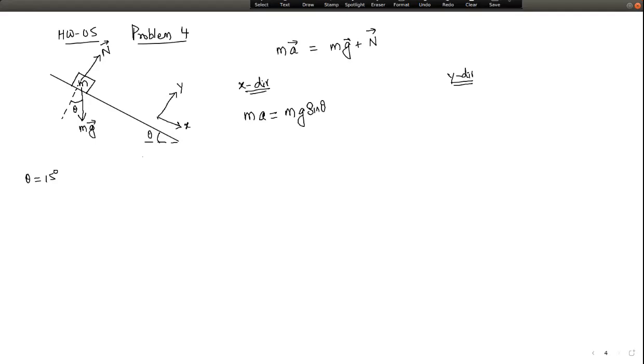In the y direction, acceleration does not have any component along the y direction. Mg has minus mg cosine theta, and the normal force is purely in the y direction. So we have the masses cancel out, so acceleration is equal to g sine theta, and the normal force is equal to mg cosine theta. That's your two equations for the system, and from this point we can try to do the numerical problem.